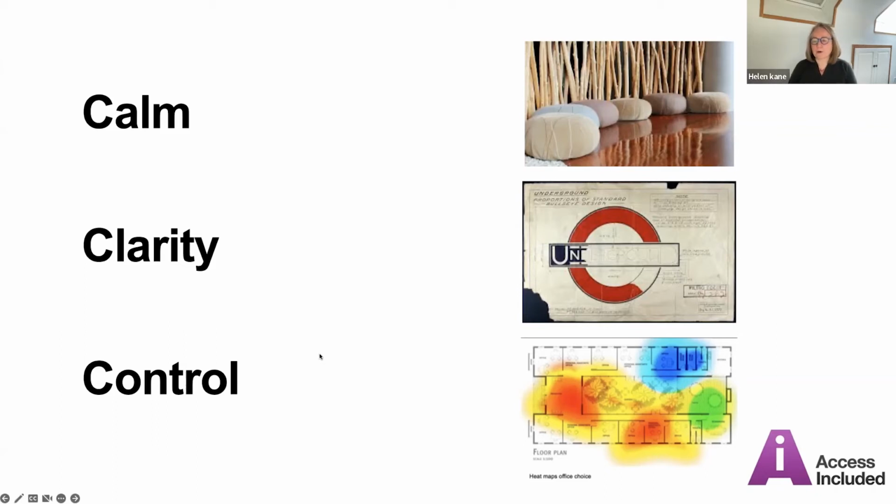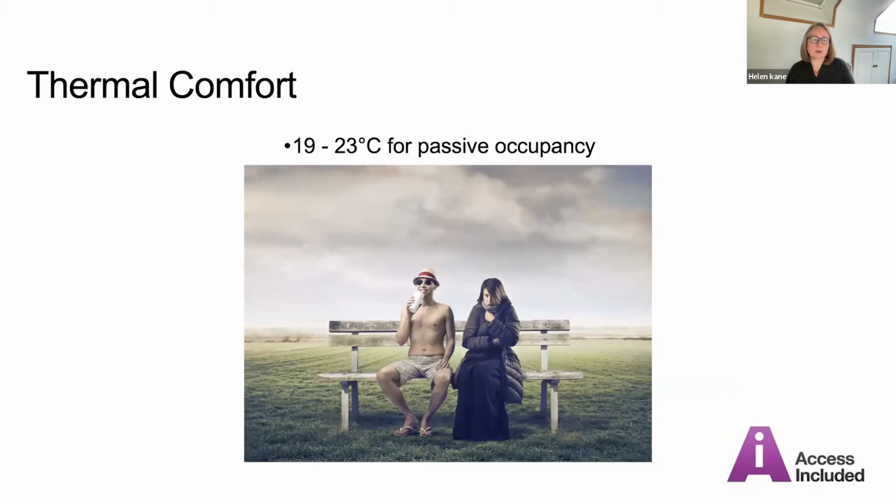And the final one is control. When we have choice and we have some control over our environment, it helps us to manage our own differences. So the picture there is of a heat map. I'll talk about temperature in a minute, so I won't go into that. But when we have a choice of sitting in an area with a different temperature, it helps very many things. But that is the same for air conditioning. Some people like breeze, some don't, and lighting. So, you know, put things on shorter circuits so that zones can have a little bit more control.